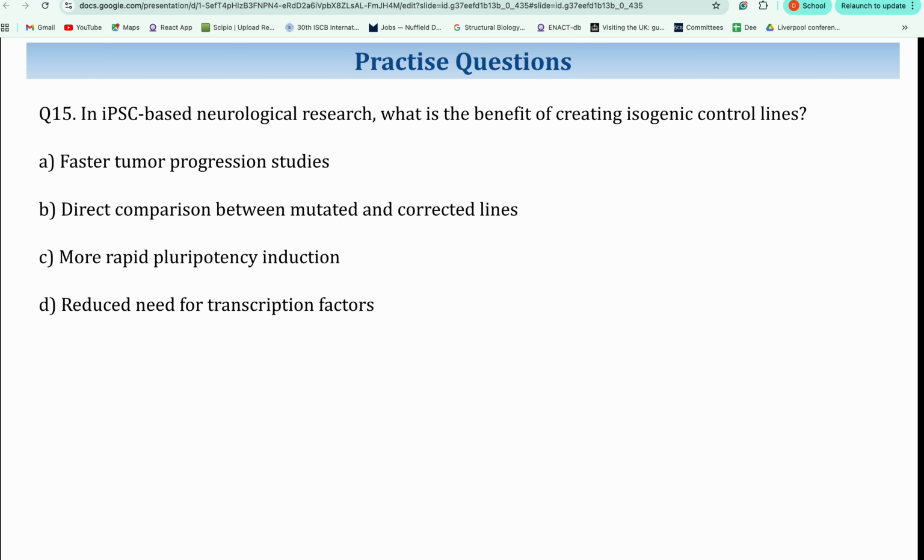Now let's move to the next question. In iPSC-based neurological research, what is the benefit of creating isogenic control lines? Option A, faster tumor progression studies. Option B, direct comparison between the mutated and the corrected lines. Option C, more rapid pluripotency induction. And option D is reduced need for transcription factors.